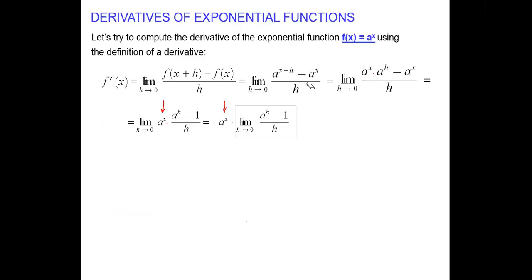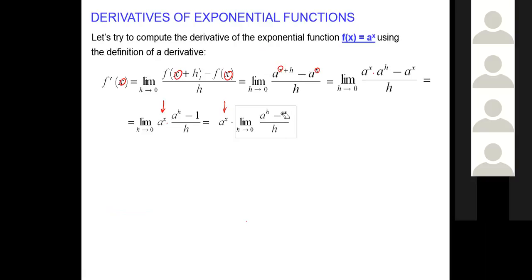I don't know if we can easily see, but let's imagine that x is 0 for now. Let's see what happens. If x is 0, I will have a to the power of h minus a to the power of 0, which is 1, over h. That means this box, this limit, actually ends up being a derivative at 0.